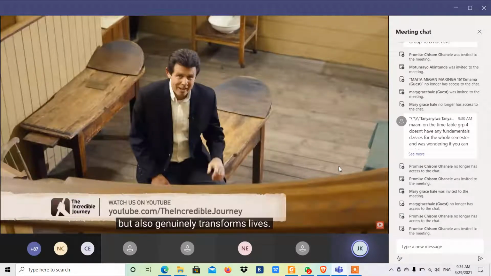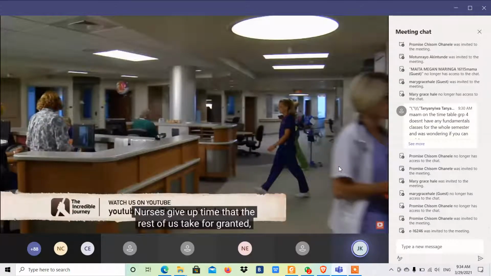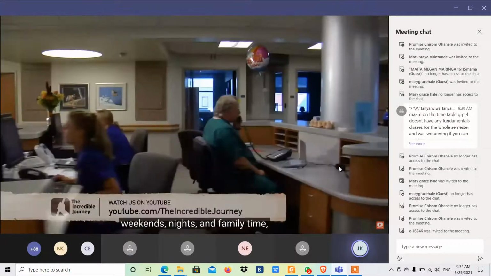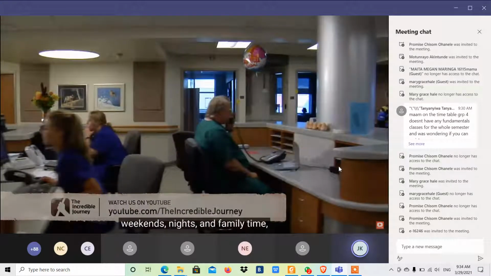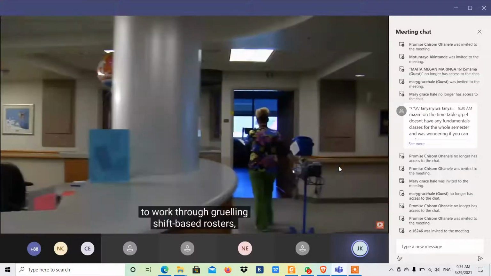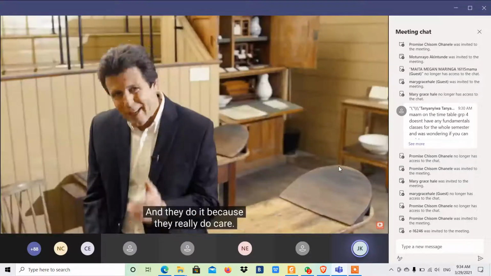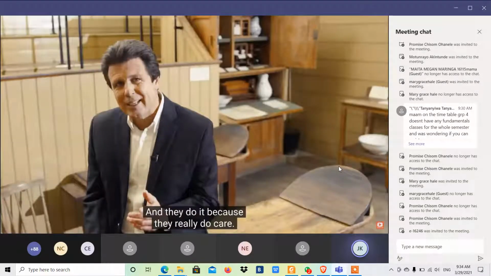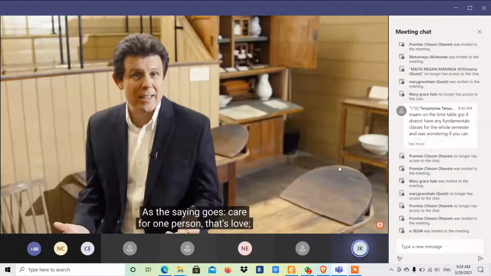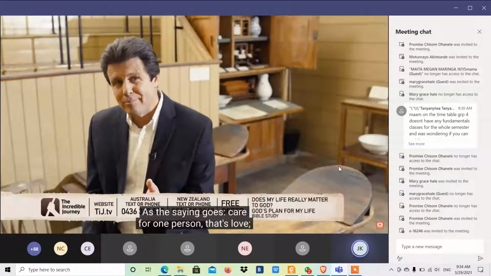Nurses give up time that the rest of us take for granted, weekends, nights and family time, to work through grueling shift-based rosters, selflessly committed to their patients. And they do it because they really do care. As the saying goes, care for one person, that's love. Care for 100 people, that's nursing.